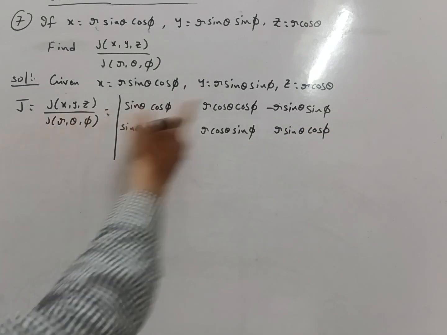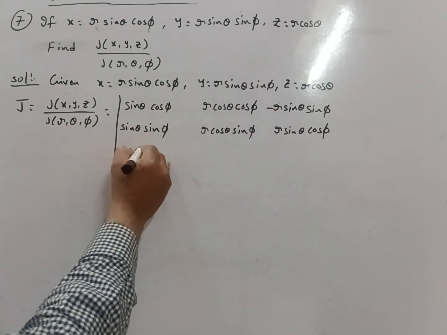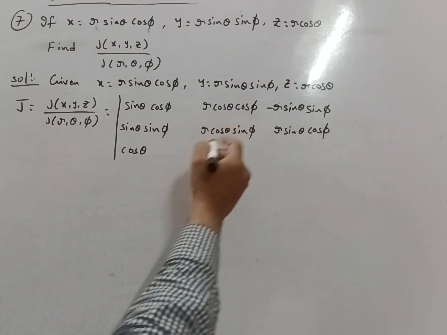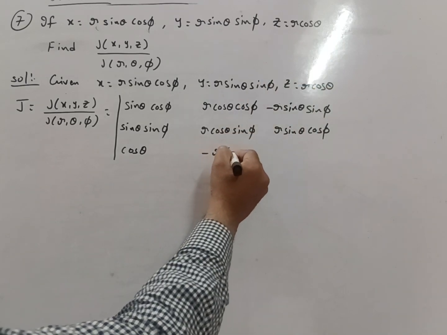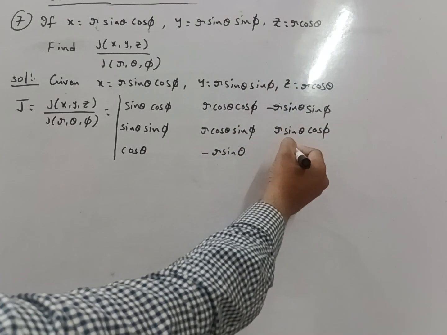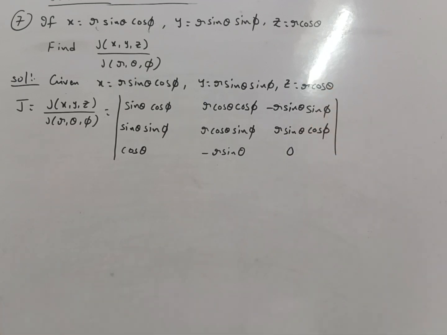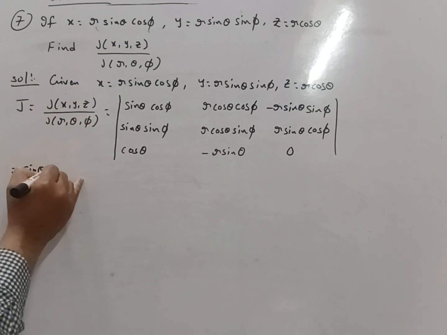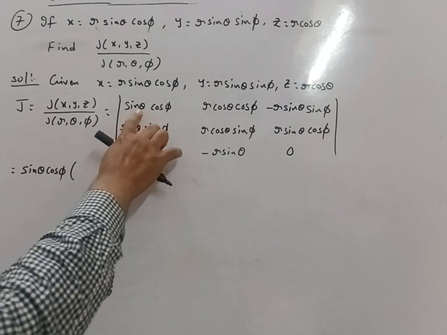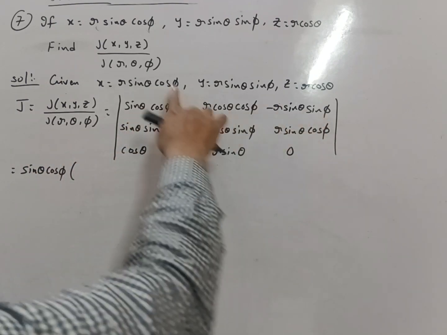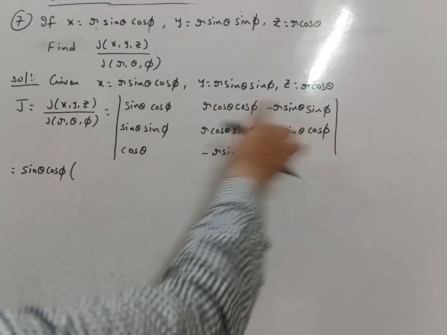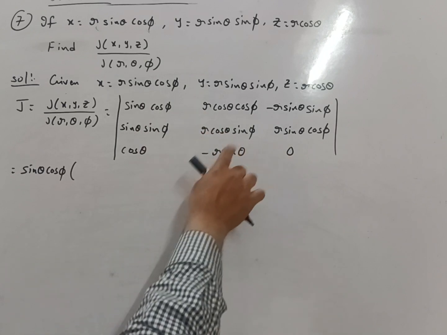Next, z with respect to r is 1. I get cos theta. Z with respect to theta, cos theta is minus sine theta. Z with respect to phi, no phi there, it becomes 0, correct? Now you have to find the determinant, ma. Okay, it's a lengthy problem. So sine theta cos phi, we have to leave this row and this column, this row and this column, AD minus BC.